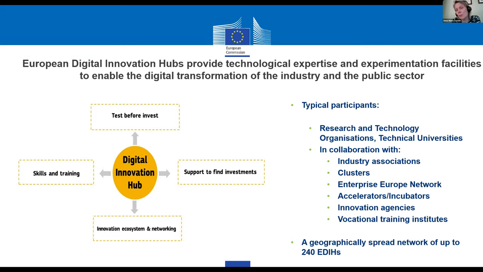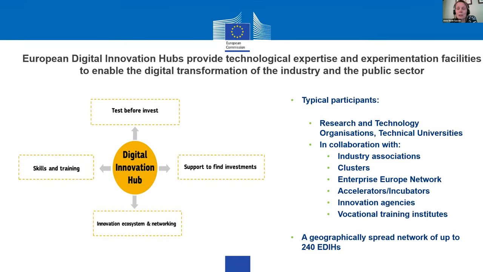They should also collaborate with Enterprise Europe Network, which is also a European network built up of Chambers of Commerce, who are also very much in contact with SMEs. They should team up with local accelerators and incubators, where usually the startups are, groups with innovation agencies, and then also with vocational training institutes that could deliver training services to the companies that would need to work with these new digital technologies. So the four services, Test Before Invest, Support to Find Investments, Building This Ecosystem, and Skills and Training, should be brought as a kind of one-stop shop to the companies and the public sector organizations.